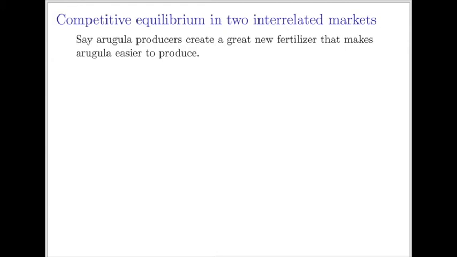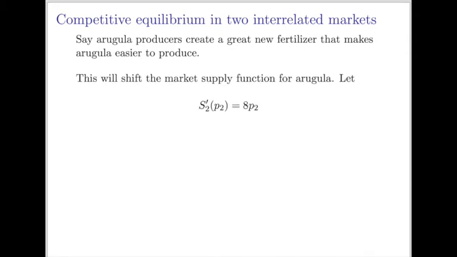Now let's suppose something happens in the market for arugula. Let's say the arugula producers create some great new fertilizer that makes it easier to produce arugula. What this is going to do is shift the supply curve, right? If you remember, this is going to cause the marginal cost curve to shift, and therefore the supply curve. So now we've got a new supply function. At the price P2, rather than 3 times P2, with this new fertilizer, the firms can supply 8 times P2.